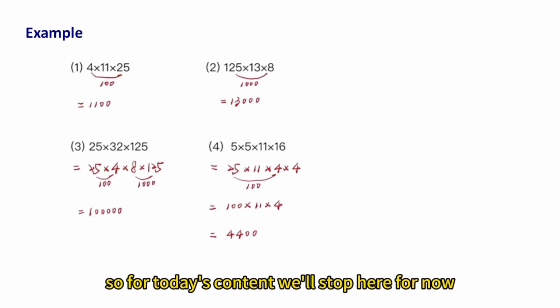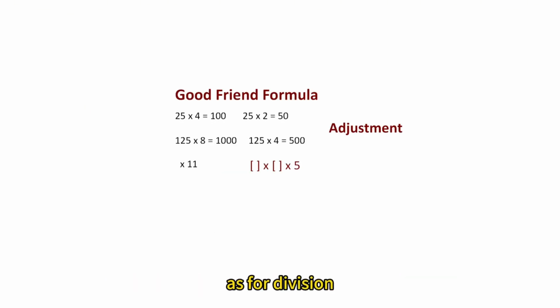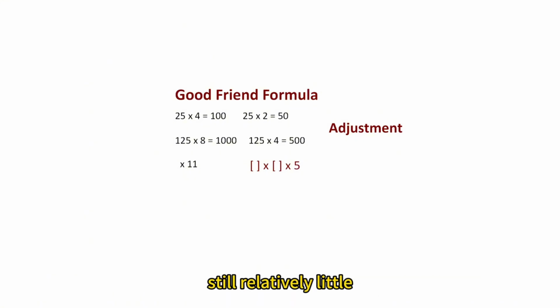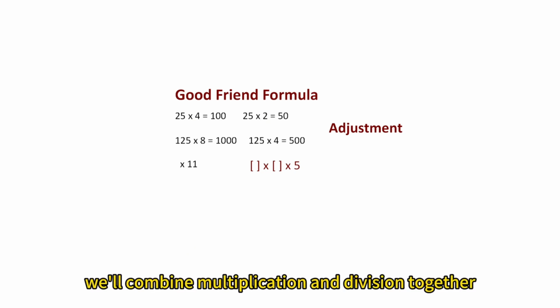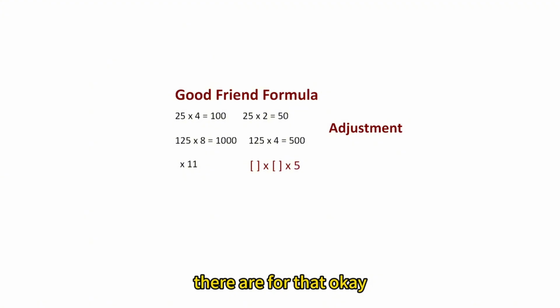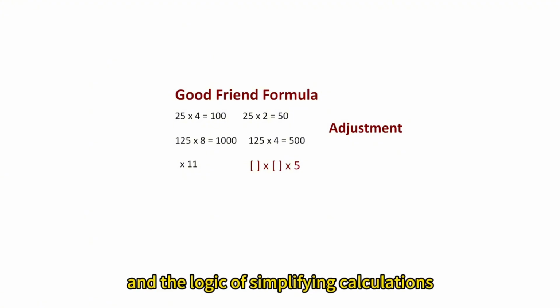Okay, so for today's content, we'll stop here for now. As for division, because we haven't learned much about division yet, still relatively little, so in 4th grade we will have a second lesson on multiplication and division. In that lesson we'll combine multiplication and division together, and we'll tell you what kind of calculation tricks there are for that. Okay, so that's all for today's content, the friend numbers and the logic of simplifying calculations.